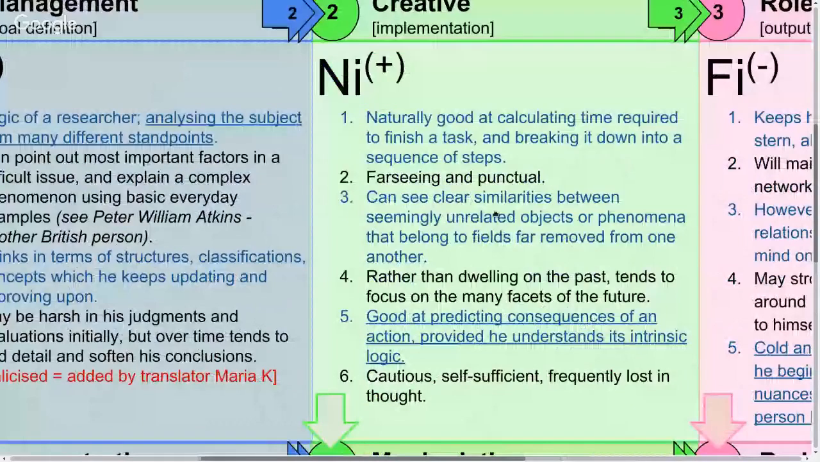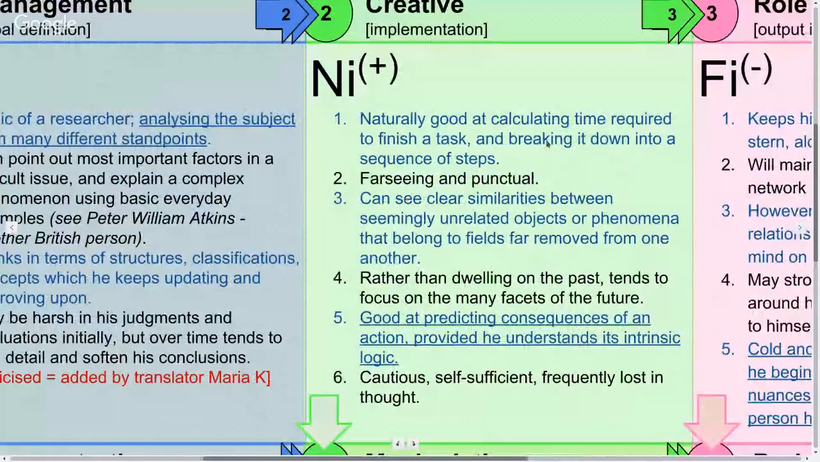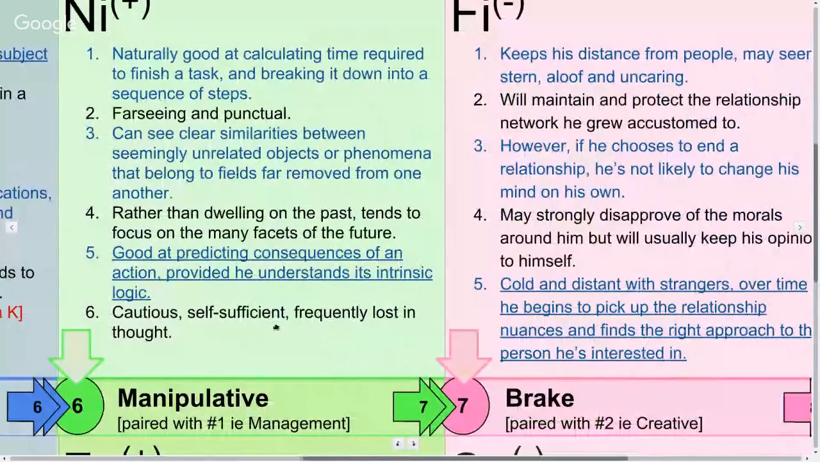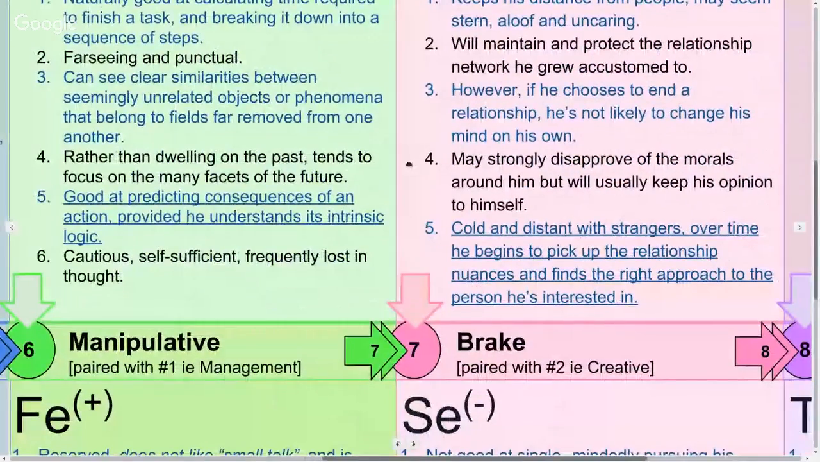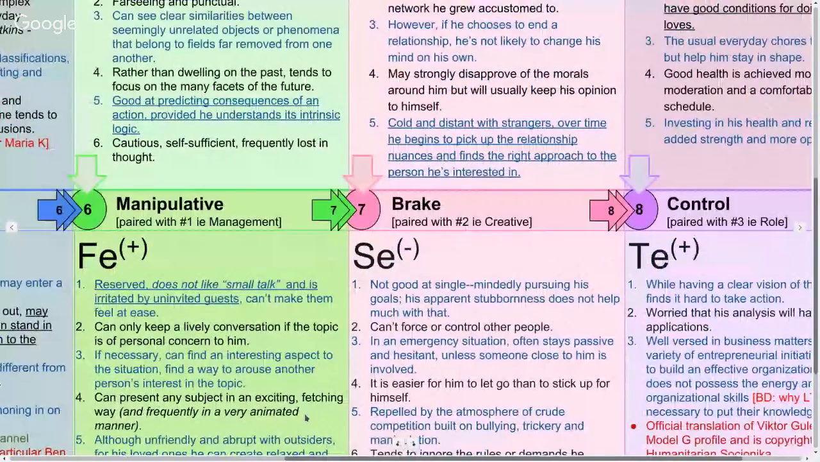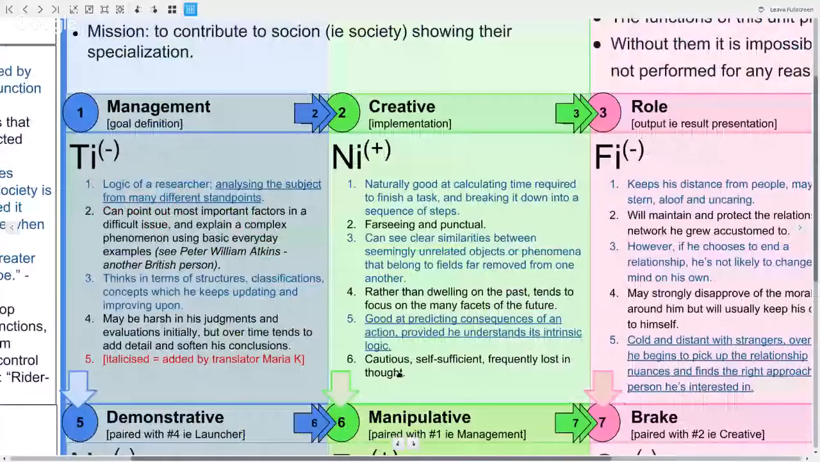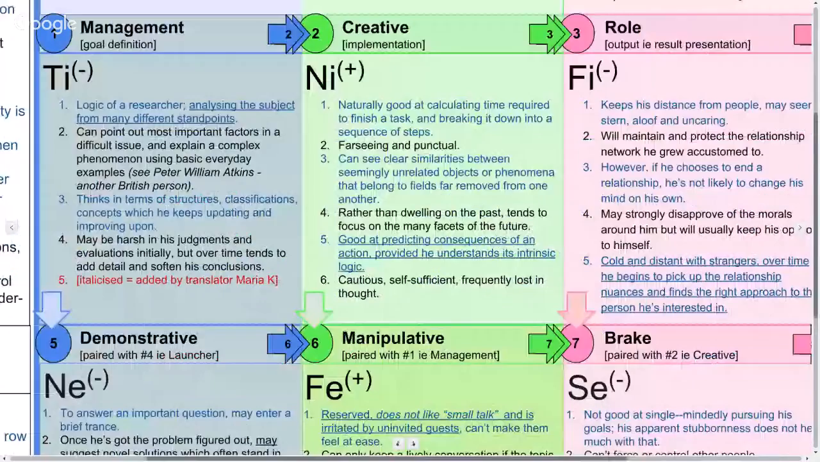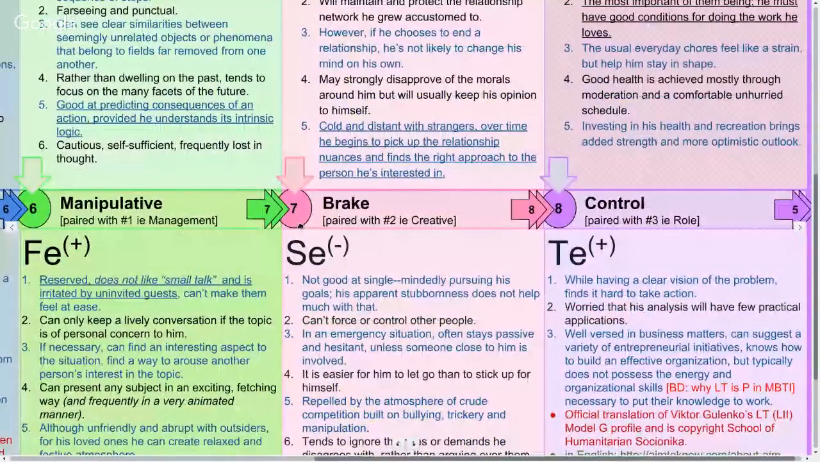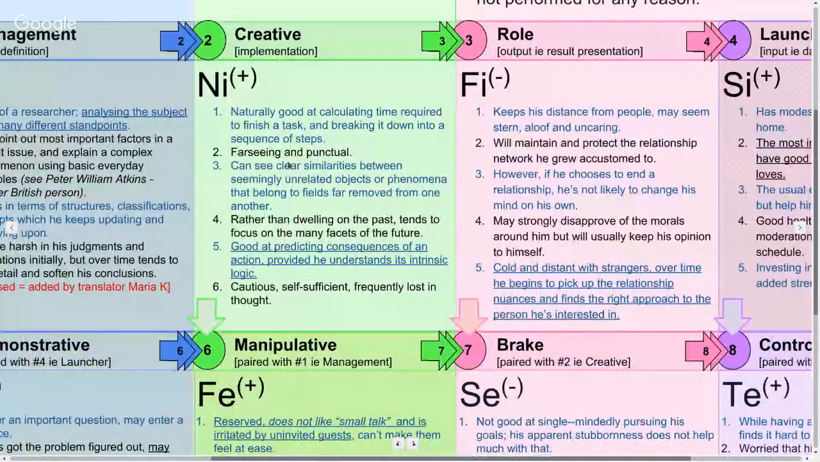Naturally good at calculating the time required to finish a task, breaking it down into a sequence of steps. Right? And predicting consequences of an action. But not good at single-mindedly pursuing his goals. So here you see internal judger, but when it comes to implementation, the INTP cannot implement that. Cannot implement it.